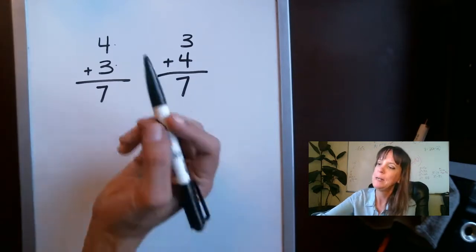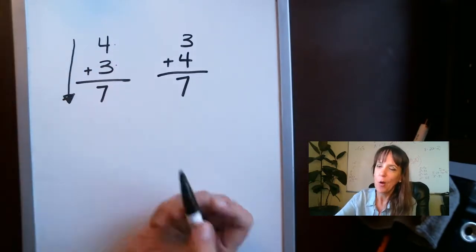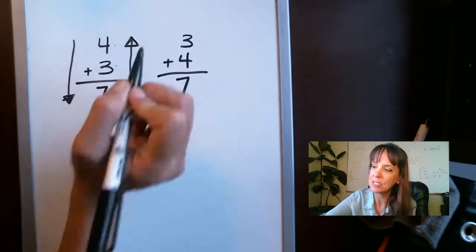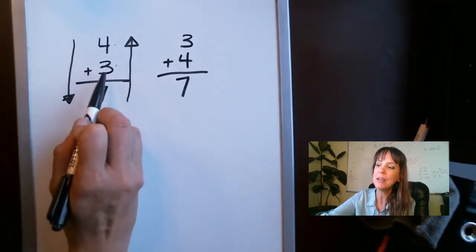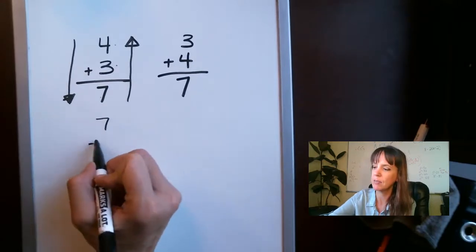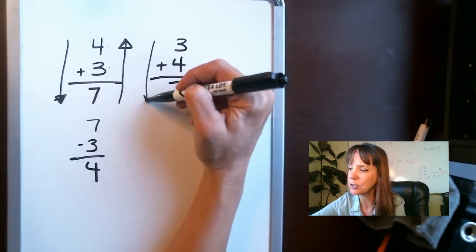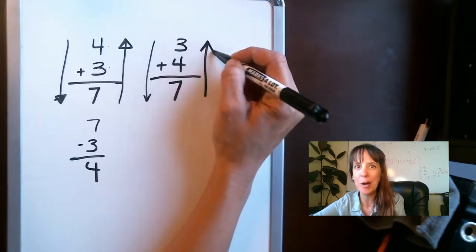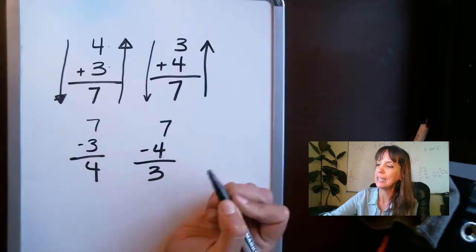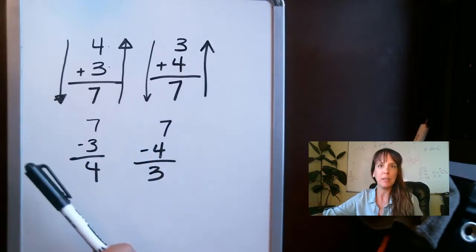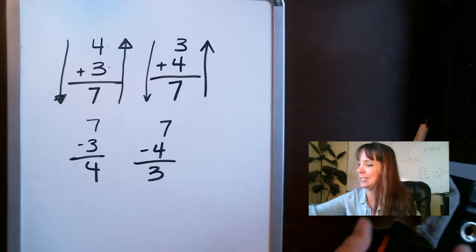Here's how it works. If we add in this order, we can subtract in this order. What that means is 4 plus 3 is 7, and 7 minus 3 is 4. Again, over here, if we add in this direction, we can subtract in that direction. 7 minus 4 is 3. So what we have are our two addition facts and two subtraction facts right here.